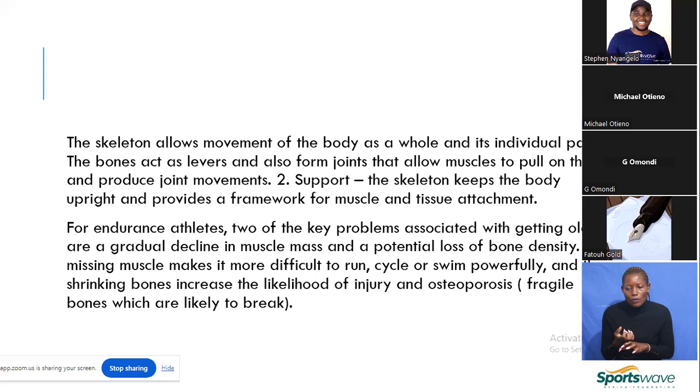So this missing muscle mass makes it more difficult to run, cycle, or swim powerfully. And the shrinking bones also increase the likelihood of injury and the fragility of the bones, which are likely to break. So it is important that people continue to exercise, even if you have stopped competitive sport or competing at elite level.